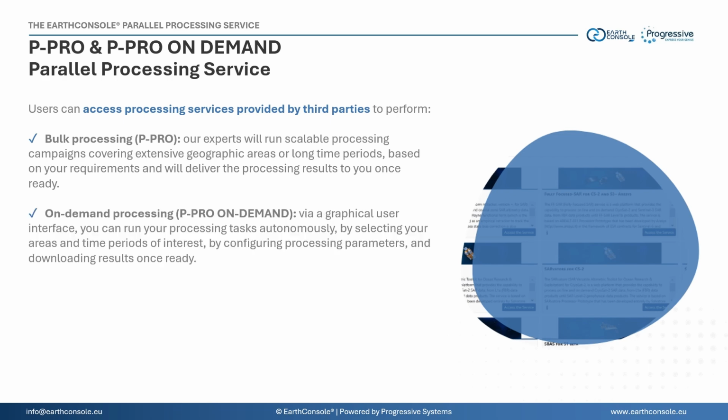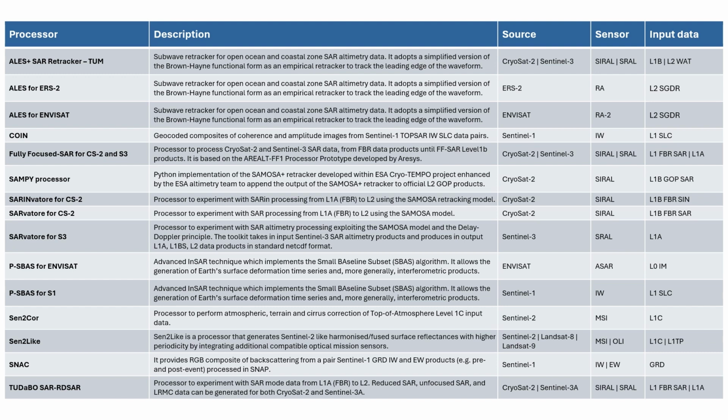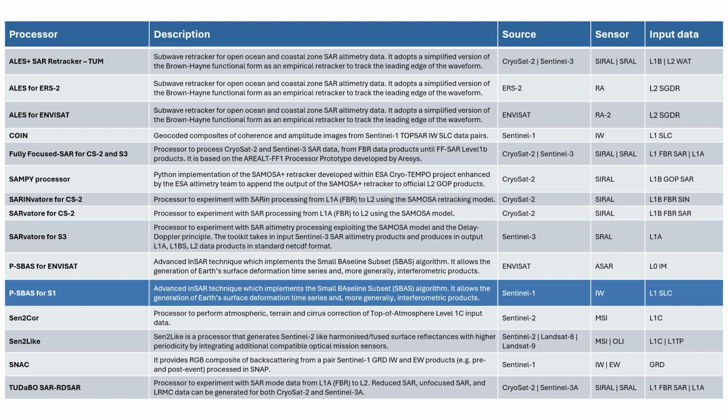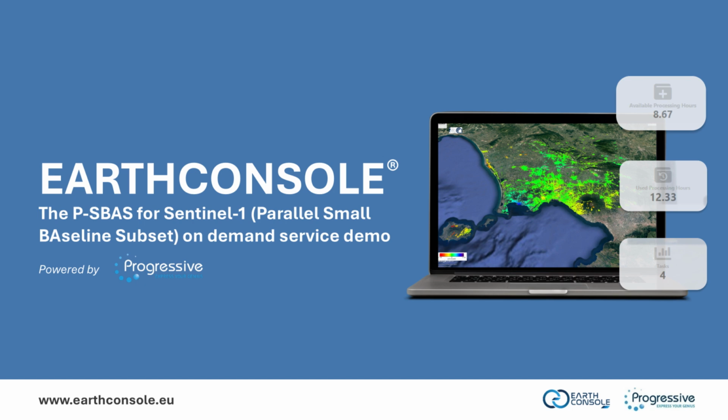Or the processor can be used to perform on-demand processing. Via graphical user interface, you can run your processing tasks autonomously by selecting your area and time period of interest, by configuring the processing parameters, and by downloading results once ready. We have a list of processors hosted on EarthConsole serving different applications available for bulk processing, on-demand processing, or both. In this tutorial, we are going to focus on the P-SBAS for Sentinel-1 on-demand processing service. Let's see how it works.